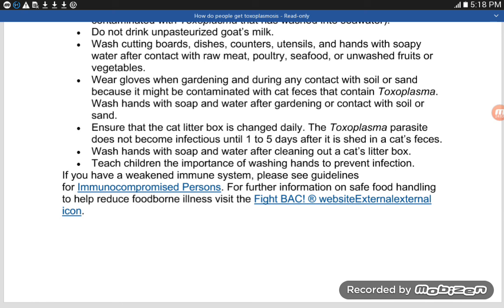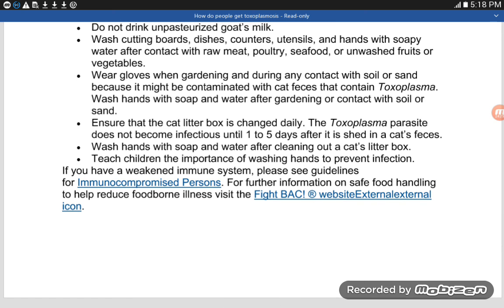So if you have a weakened immune system, please seek guidance, right? Especially in the case of immunocompromised patients, it causes severe illness. So if we are immunocompromised or weak in immune system, you have to immediately follow the instructions. Okay, thank you.